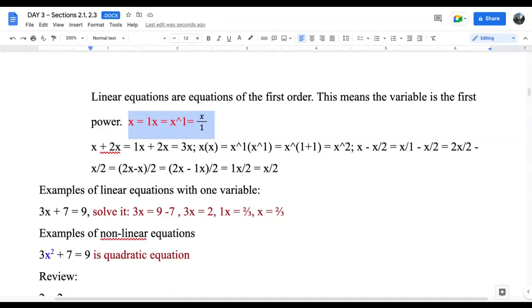What's important is to learn this and to know this to be able to master this material to pass exams, okay? So x, it means 1x, means x raised by first power, means x divided by 1. Right.